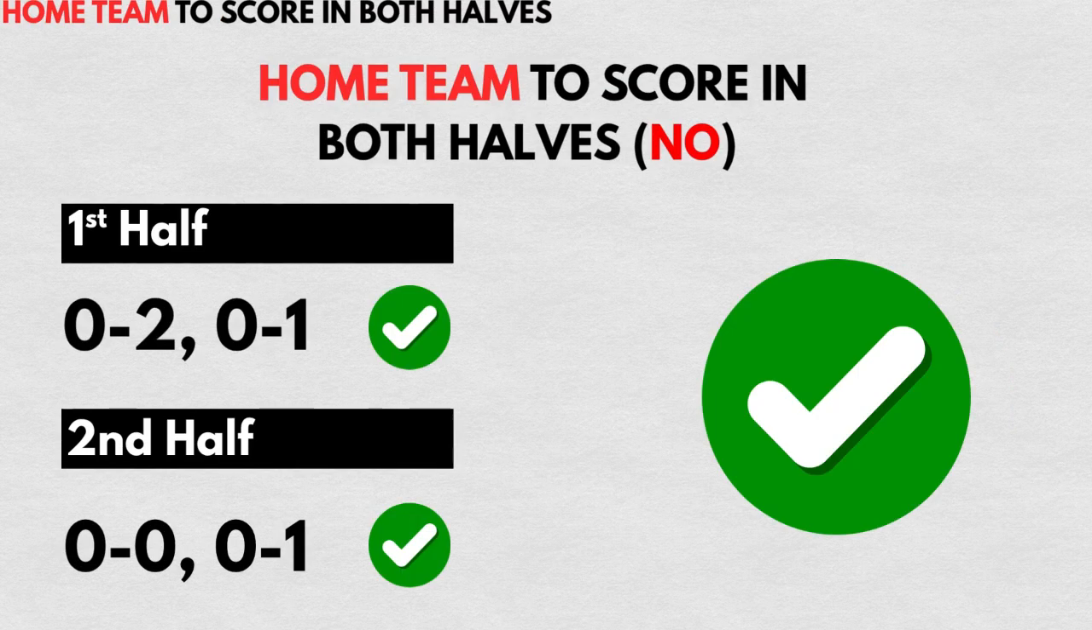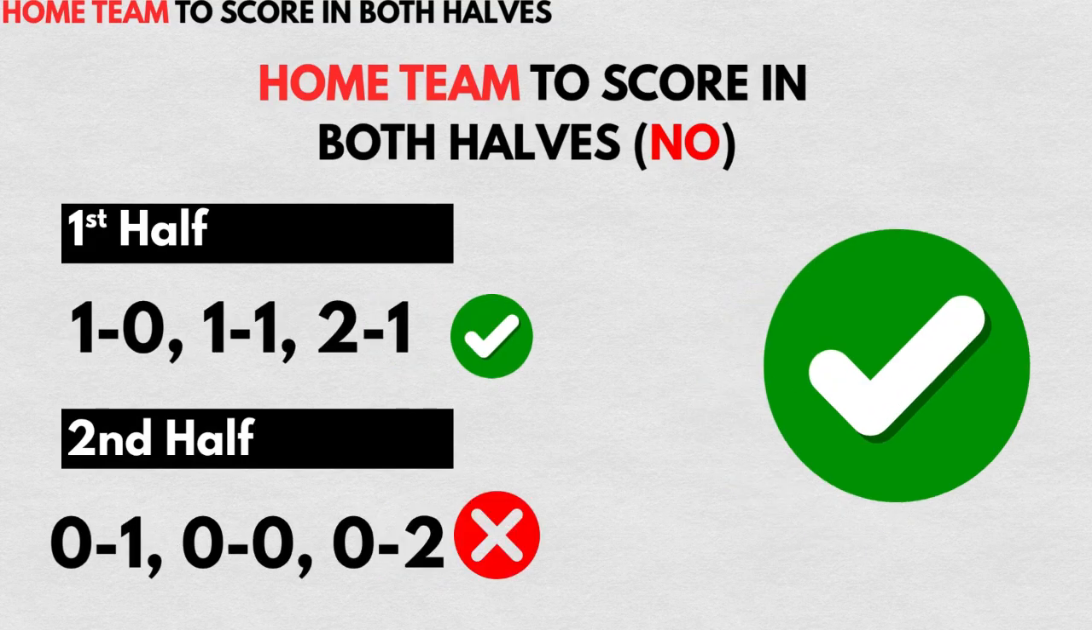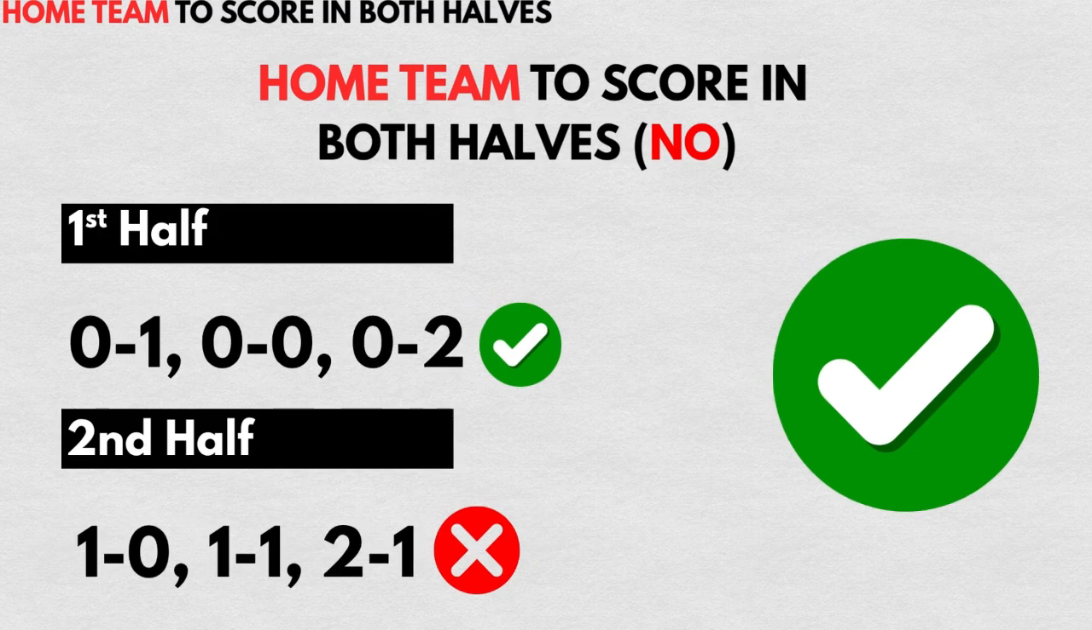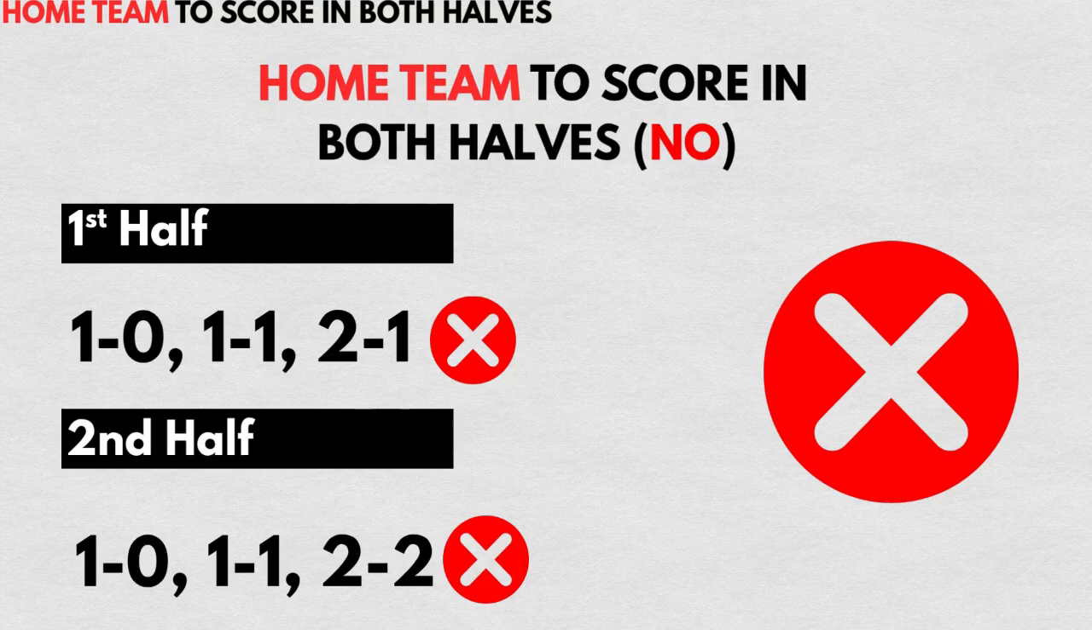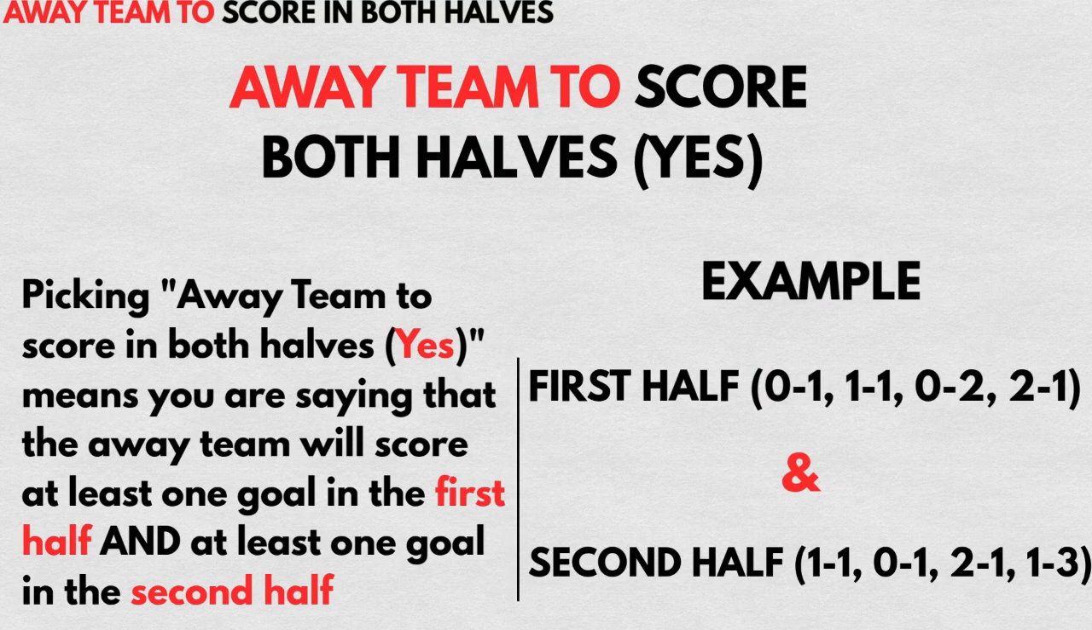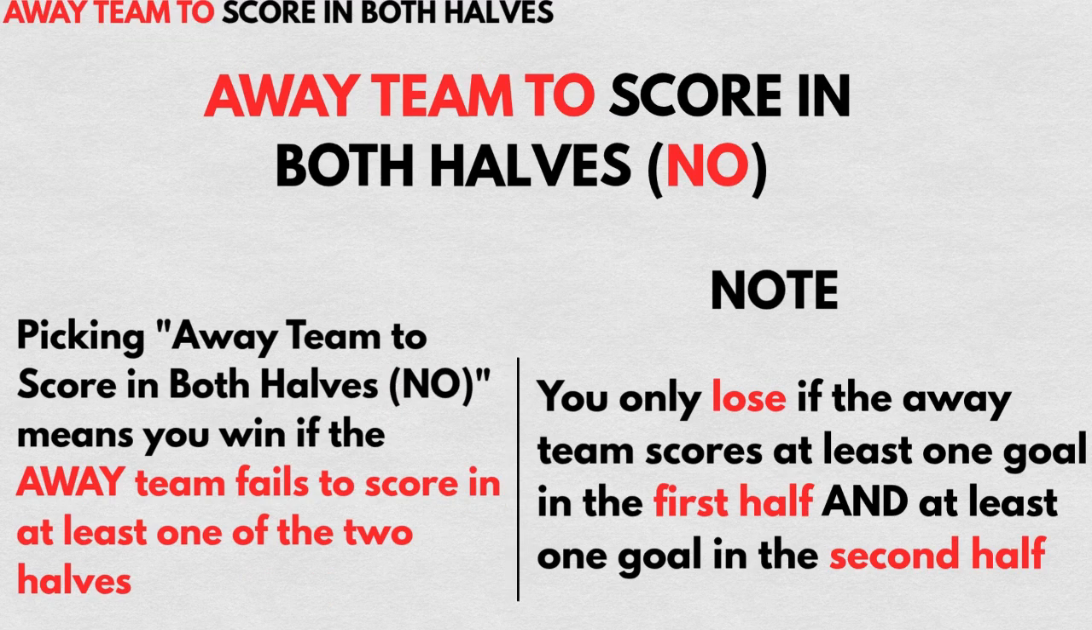But if you pick no, that means the home team can either not score in the entire match or they score in either of the halves. It's either they score in the first half and not score in the second half, or they score in the second half and not score in the first half. If they score in both of them, then it's going to be counted as a loss. The same logic applies to the away team to score in both halves, yes or no. It's pretty much the same thing, it's just one is away and one is home.